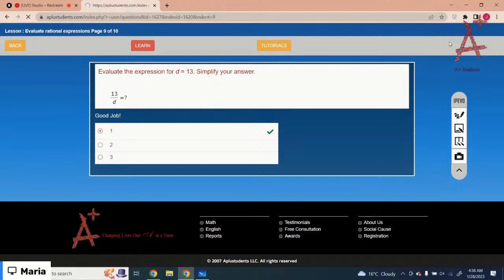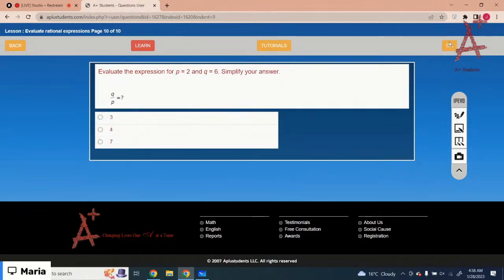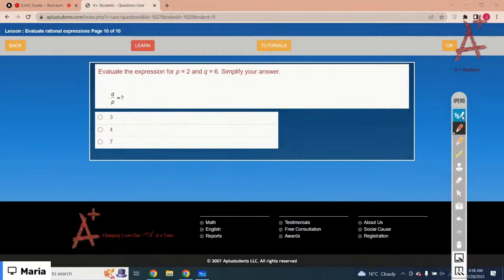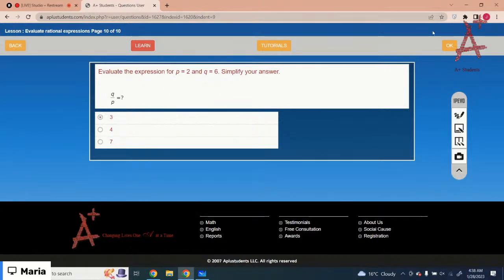Okay, the next one is evaluate the expression for p equals 2 and q equals 6. So just replace both the variables with the value. Q is 6, so it would be 6 over 2. 2 times what number is 6? 2 times 3 is 6. So the correct option is 3. Got it? Just select the correct option, then click on the OK button.